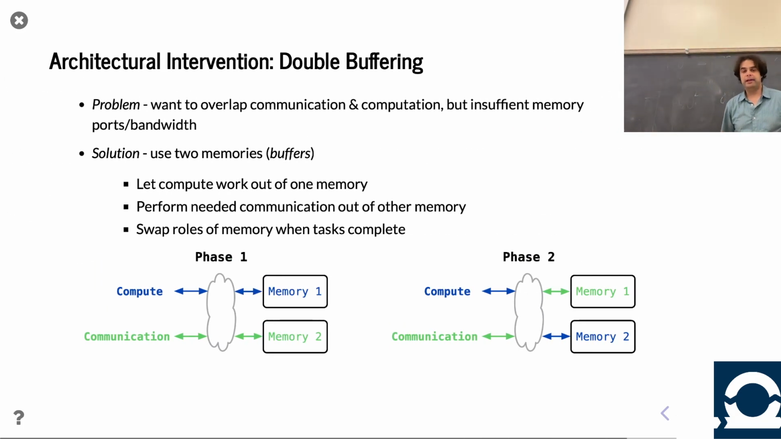One way to implement what we're just talking about is something called double buffering. Let's say you want to overlap communication and computation, but as we talked about before, maybe you have a port limit in memory. So what can you do? Well, you can have two memories. This is like banking, or it could even be buffers in software inside your memory. You write to one and work on the other. In phase one, computing is on memory one and communication is on memory two. In phase two, compute is on memory two and communication is on memory one. So you just have two copies, and that way you can work on one and copy the other. This is extremely commonly done.